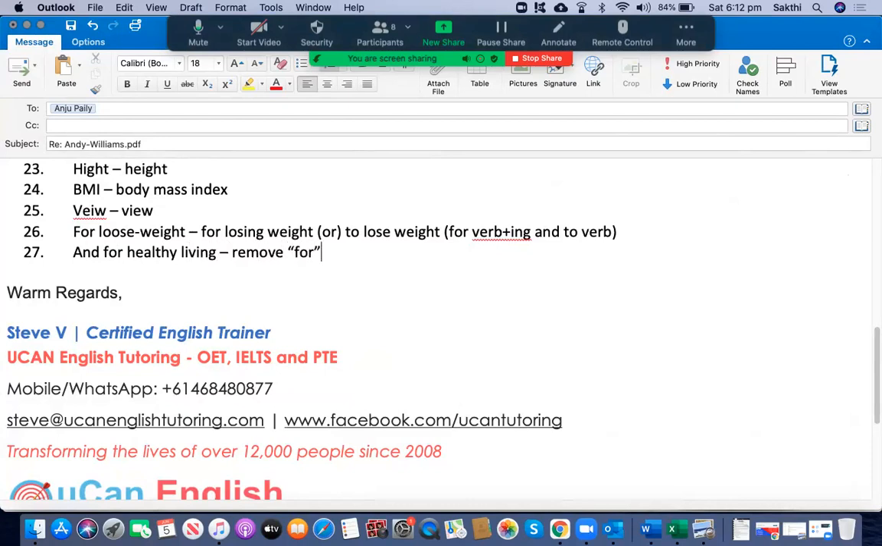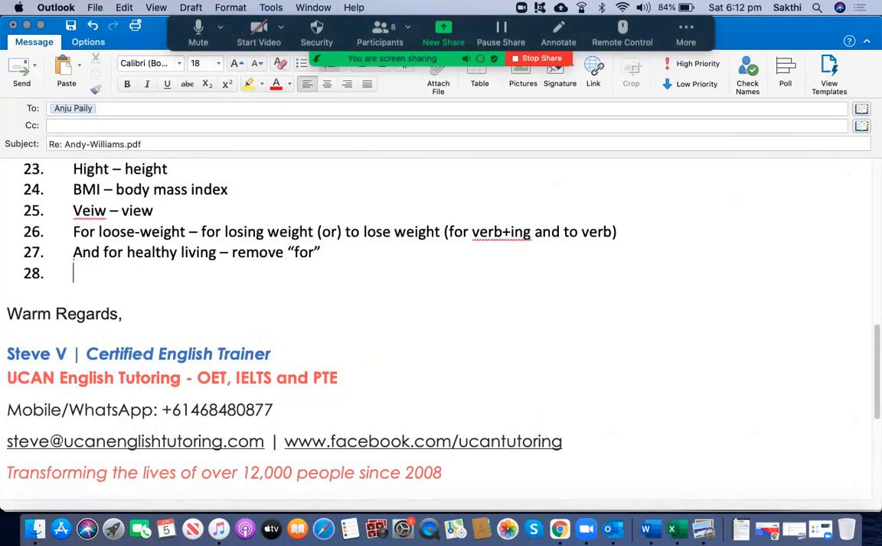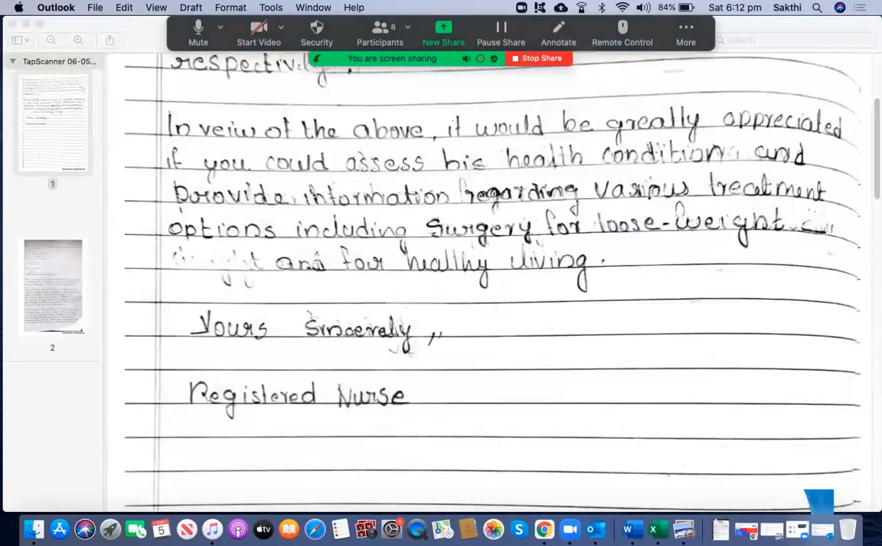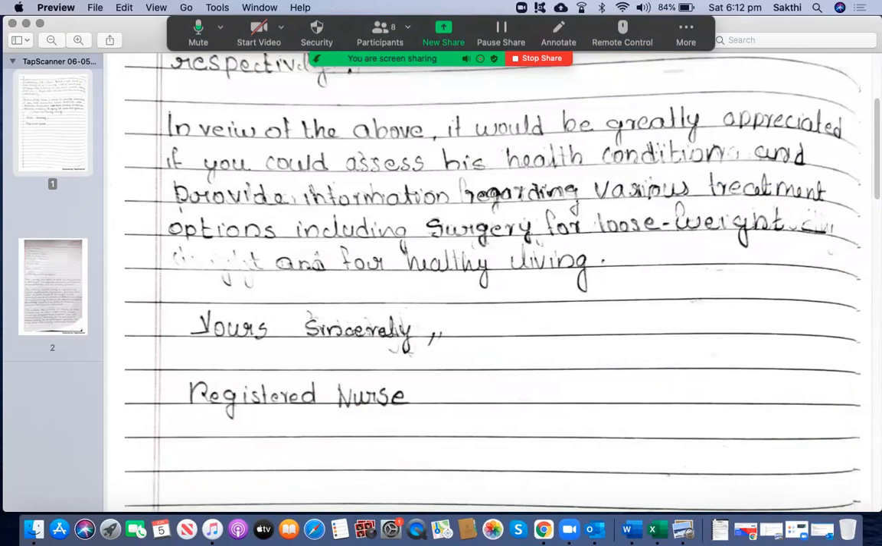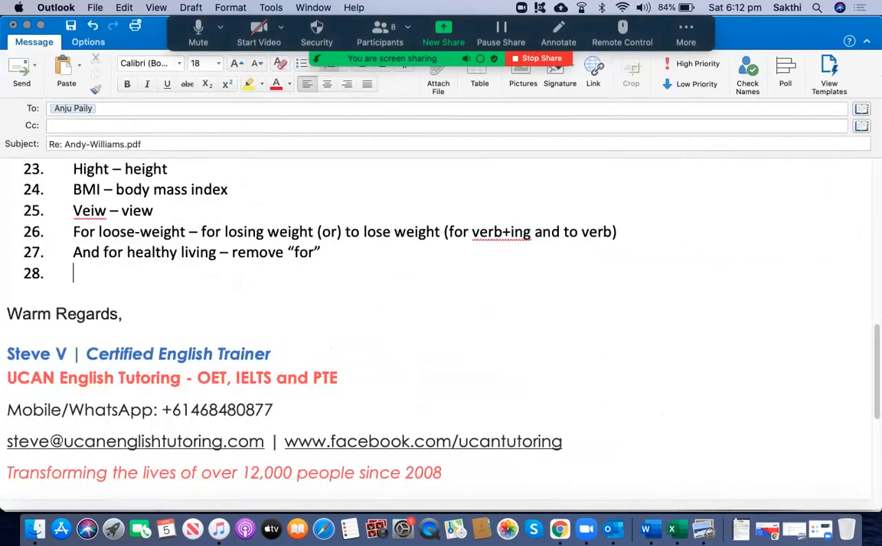Remove "for," please. Okay, "unhealthy living." All right, "Yours sincerely, Registered Nurse." That's okay. You could have used "Registered Nurse," but I forgot to write one word. Yeah, good. Even I forgot it because of many mistakes. Sorry. Yeah, so you didn't answer that. You could have mentioned the registered nurse. They didn't give you the name.